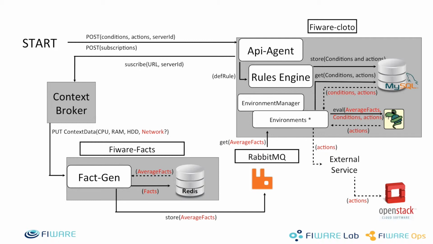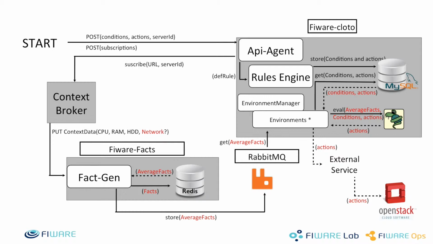policy manager will send a subscribe request to the context broker, and the context broker will get data from the server subscribed. At this point, the context broker starts sending put requests with data containing CPU, memory, hard disk, and network usage to our component FIWARE facts. This component generates facts, storing this data into a Redis server acting as cache.